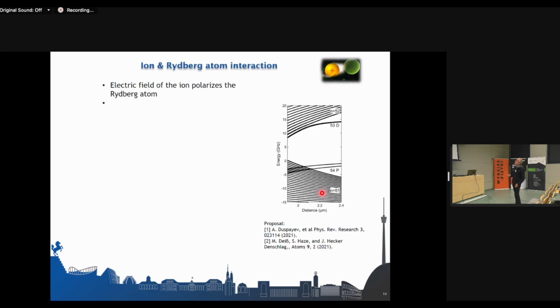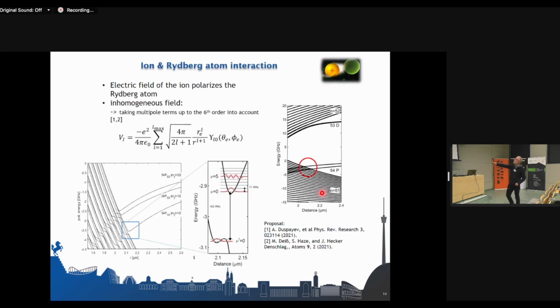And what you need to do is to look at the higher multipoles of that charge distribution, if you like, to calculate really how the potential energy surface around that crossing point actually looks like. So these are the two references here where this was done theoretically.